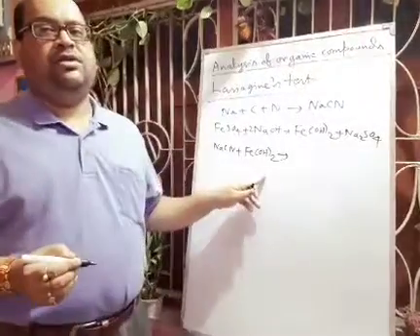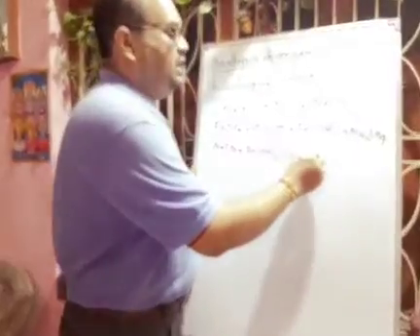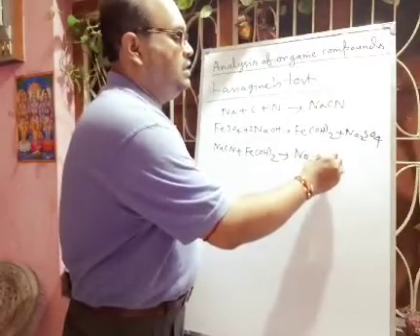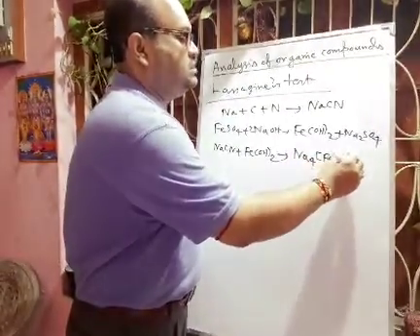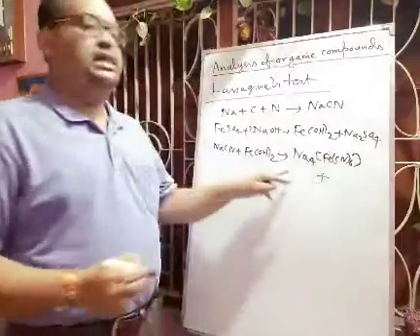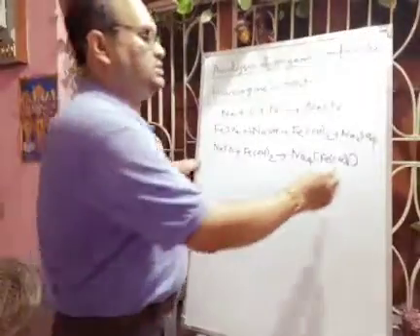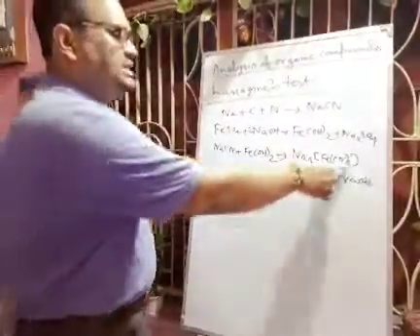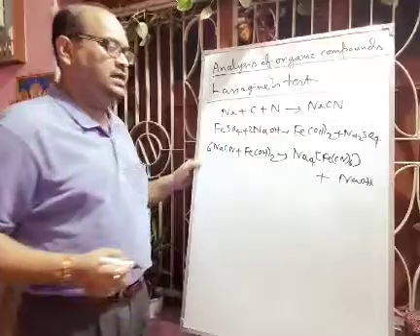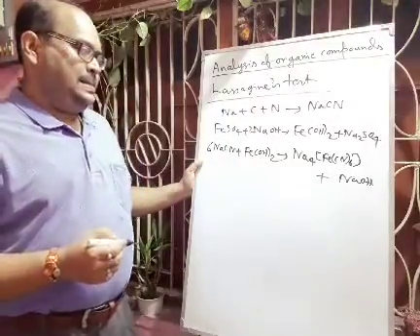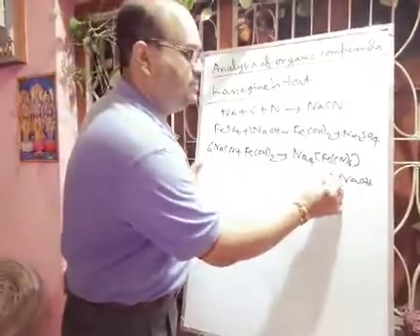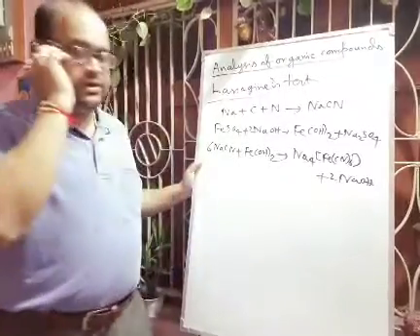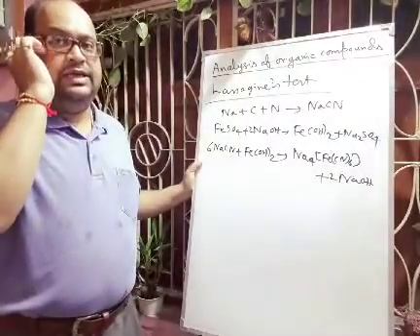So NaCN will react with this ferrous hydroxide. Then there will be formation of sodium ferrocyanide, Na4[Fe(CN)6], plus there will be formation of NaOH. Now you have to balance this. Here 6 cyanide is there, so you have to put 6 here, and here already 2 sodium taken and 2 NaOH. Now I think it is balanced.